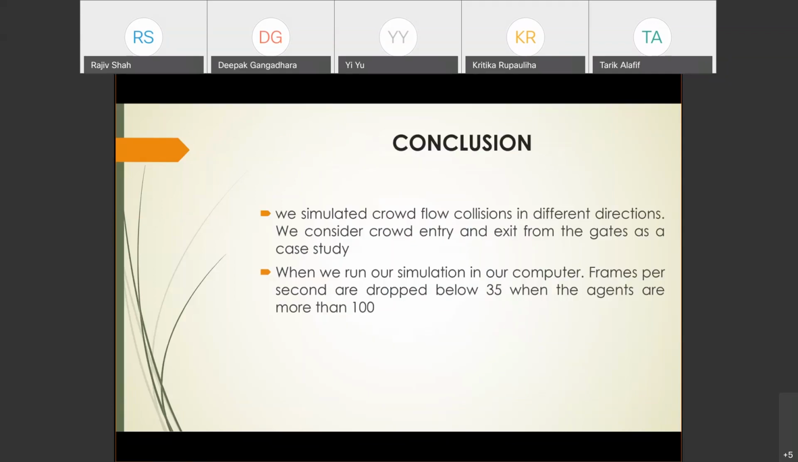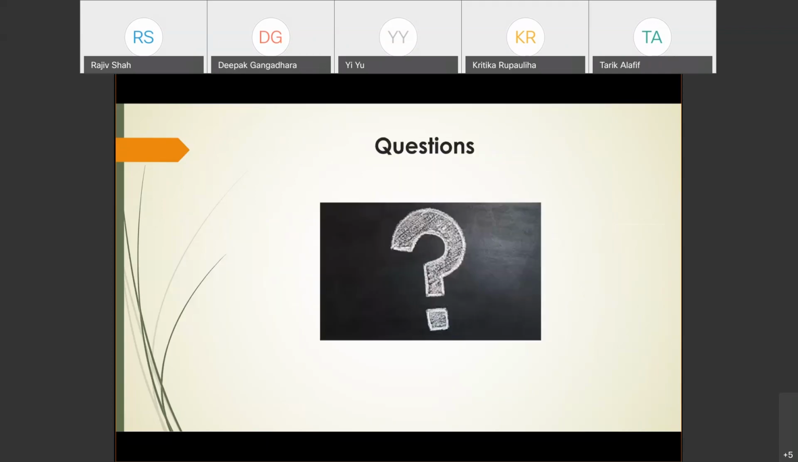So we conclude this talk by this work. They simulated crowd flow collisions in different directions. They consider crowd entry and exit from gates as a case study, and they run the simulation on their computers. They observe that the frames drop below 35 when the agents are more than 100. That's all. Sorry, my students are not attending this, but if you have any questions, you can ask.